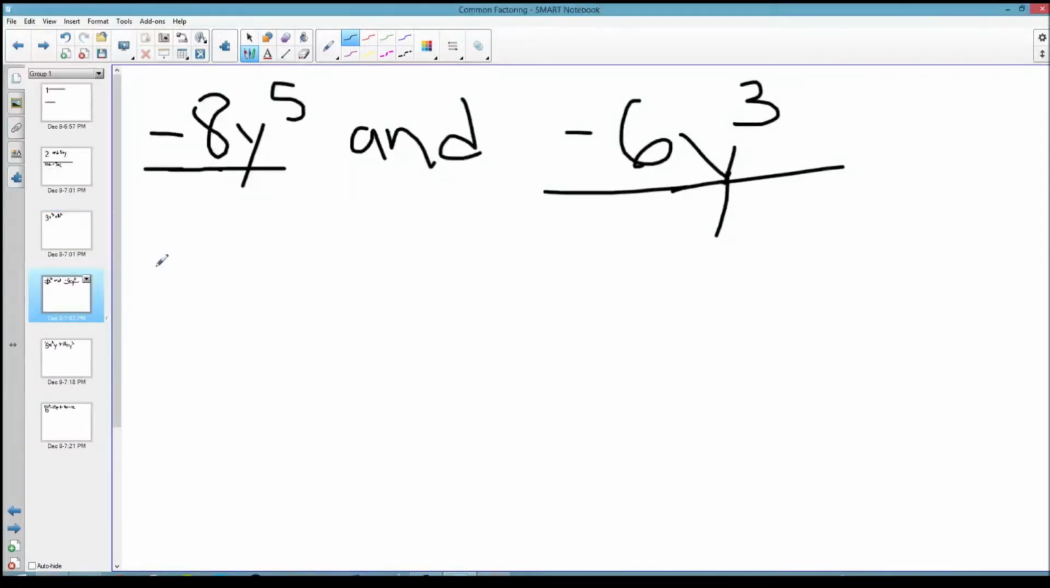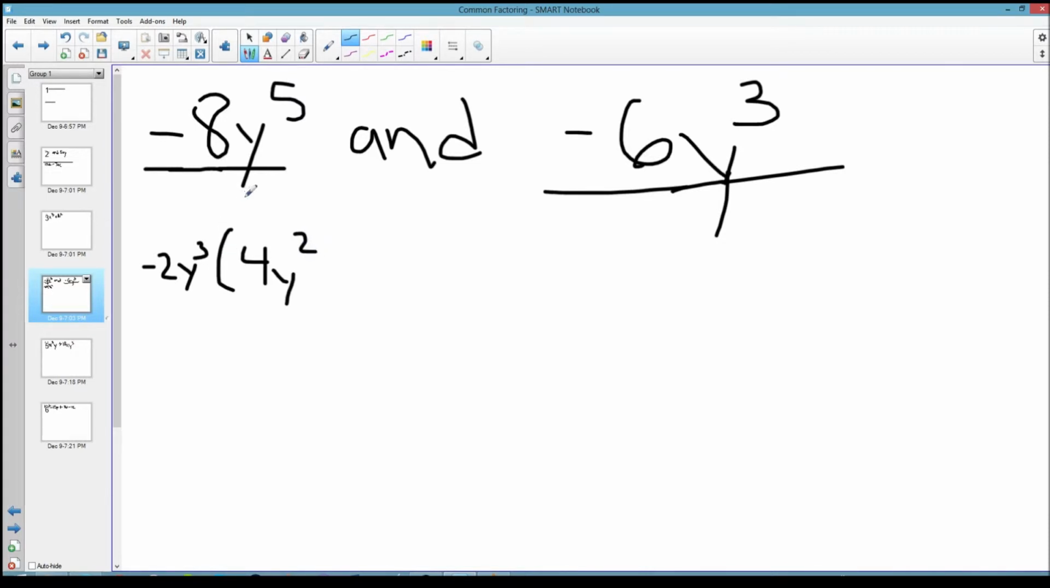So right now we have negative 8y to the 5th power and negative 6y cubed. So we can factor out a negative 2. We can also take out a y cubed, because they both contain y cubed. And so then we'd be left with negative 8 divided by negative 2, which would give us 4. We'd have y, and then we'd have 2.